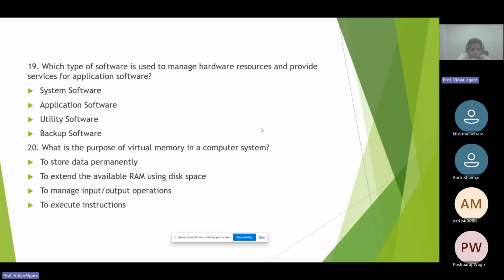What is the purpose of virtual memory in a computer? Virtual memory, first of all, does not exist as a device like RAM. We have a RAM slot. We have a hard disk drive available. But if you ask me what is a virtual memory device, there is no device which comes as virtual memory. So what is this virtual memory?